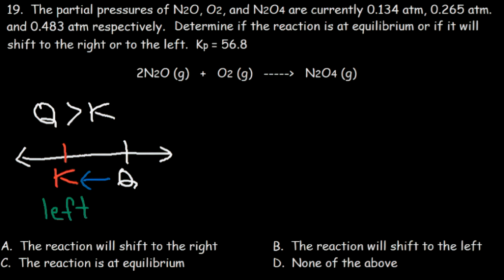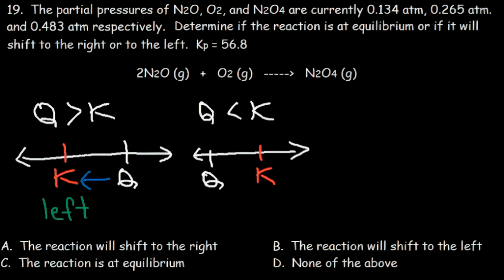Now if Q is less than K, it's going to shift to the right. So if it's less than K, we need to put it on the left side. And since it wants to go wherever K is, it's going to move towards the right. Now the last thing we need to know is if Q is equal to K, the system is at equilibrium.